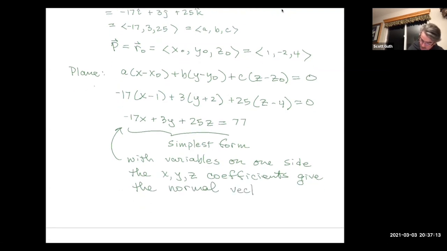For instance, later on, we're not done with this lesson, but they'll give you the equation of a plane, and then they'll give you a point that's not on the plane, and they'll say, how far is the point from the plane? And you can't do that computation without knowing the normal vector for the plane. But you can see it, it's negative 17, 3, 25, right? So here, the normal, you can reconstruct it from the equation of the plane is my point, okay? Does that make sense, you guys?